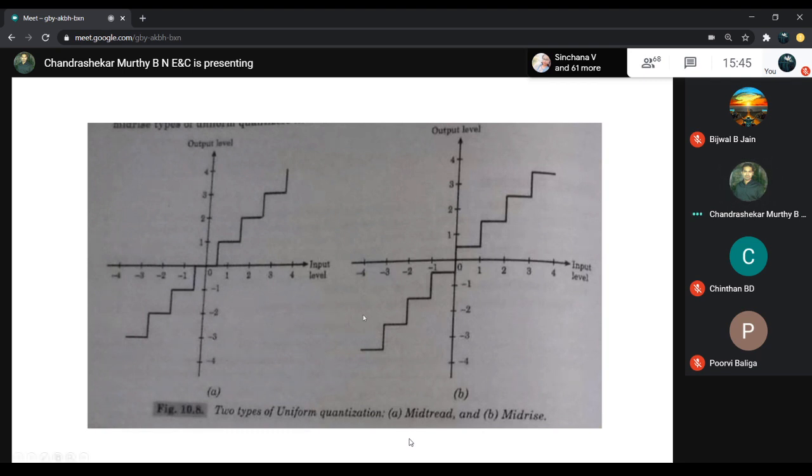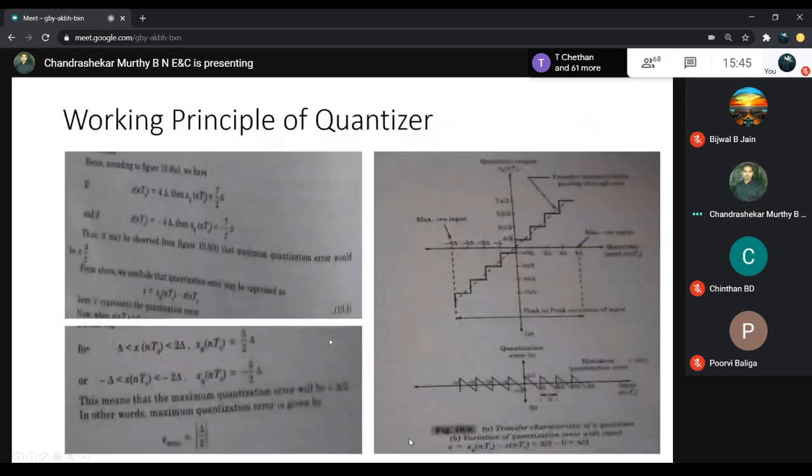This is uniform because the step size between here to here and here to here, whichever steps you consider, the step size is represented by delta. So the delta size is common. It is uniform, it is not changing with respect to uniform quantization, whether you consider mid-tread or mid-rise. So this is the working principle.